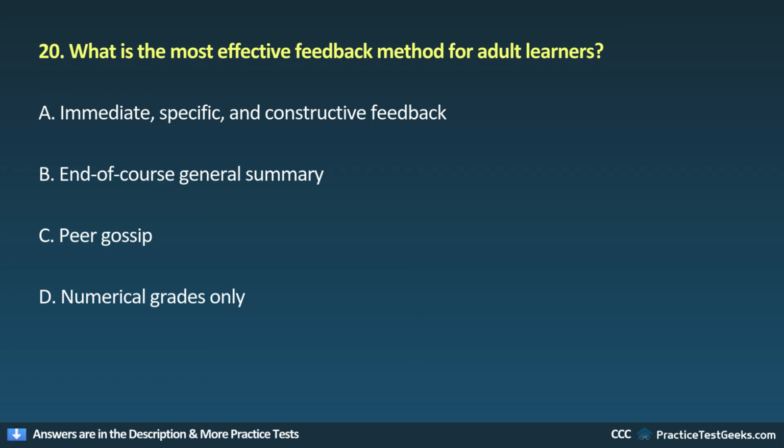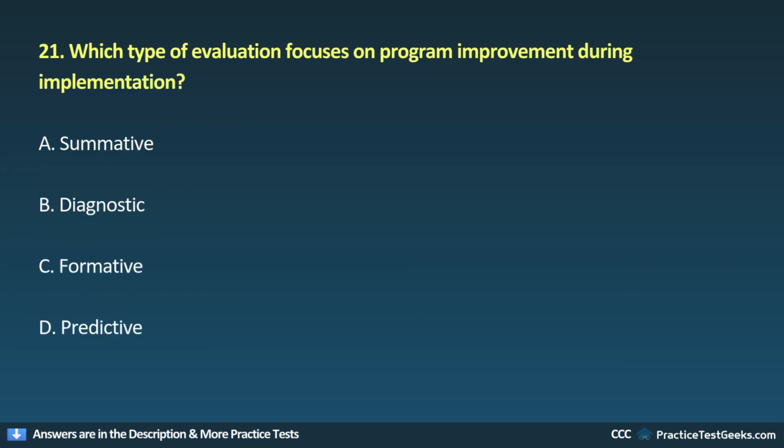20. What is the most effective feedback method for adult learners? A. Immediate, specific, and constructive feedback. B. End-of-course general summary. C. Peer gossip. D. Numerical grades only.